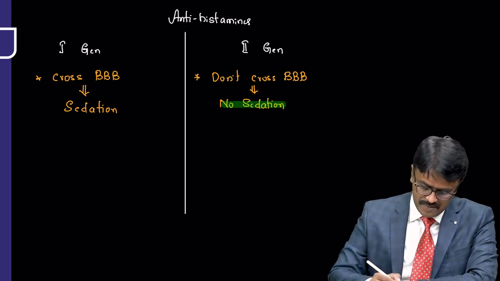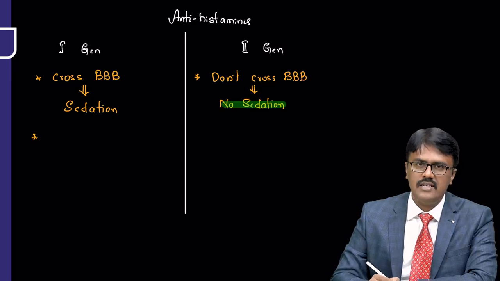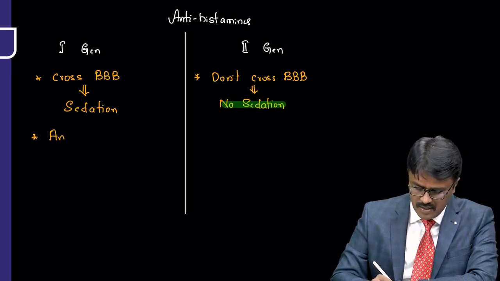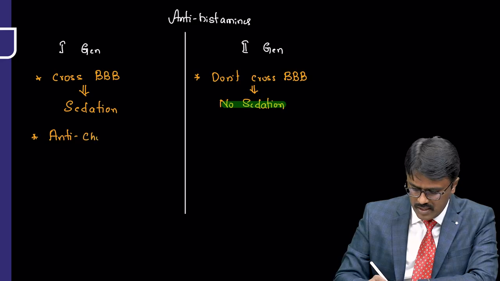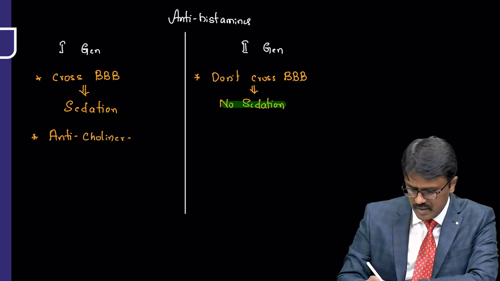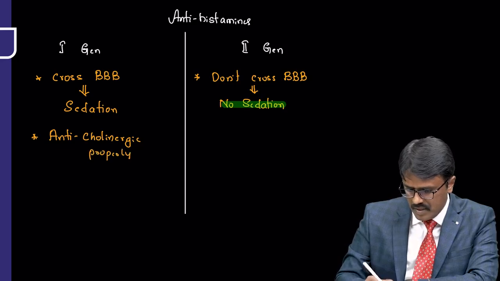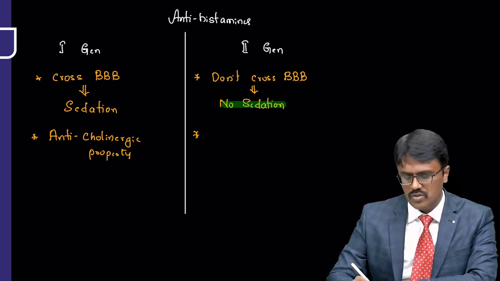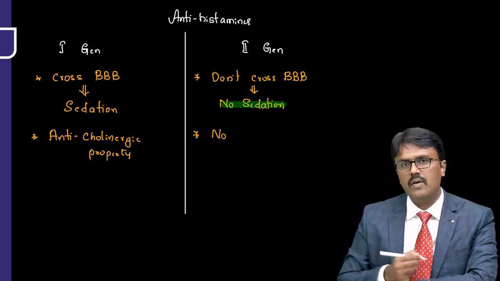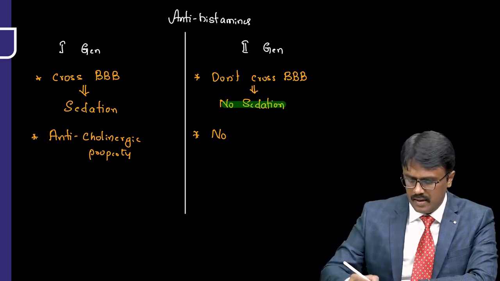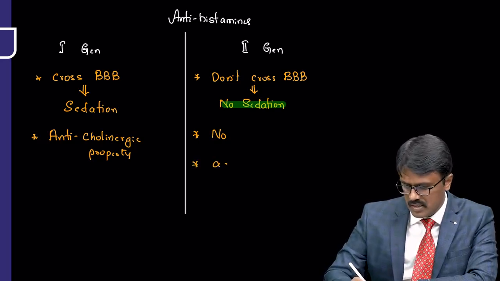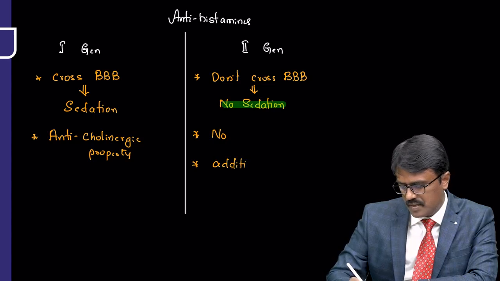Now moving on to the next one. These first generation drugs have one more property, that is anticholinergic property. Do second generation have that? No, they don't have this anticholinergic property. Number 3, these second generation drugs have additional anti-allergic mechanisms.